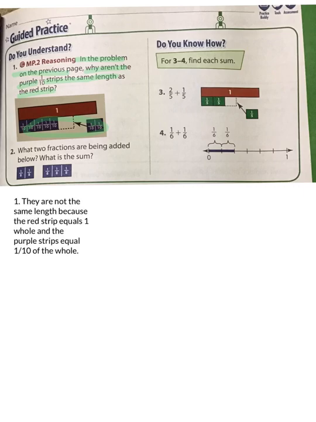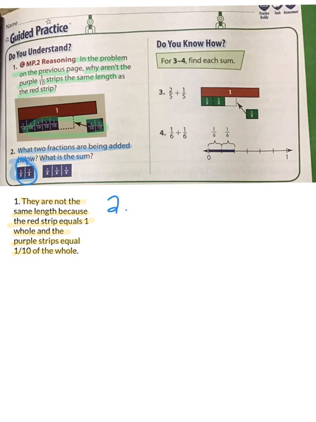Please write this sentence down. They are not the same length because the red strip equals 1 whole and the purple strips equal 1/10 of the whole. Number 2. What 2 fractions are being added below? What is the sum? Well, if we look at the fractions below, I'm going to write number 2 down here so it's easier to see.